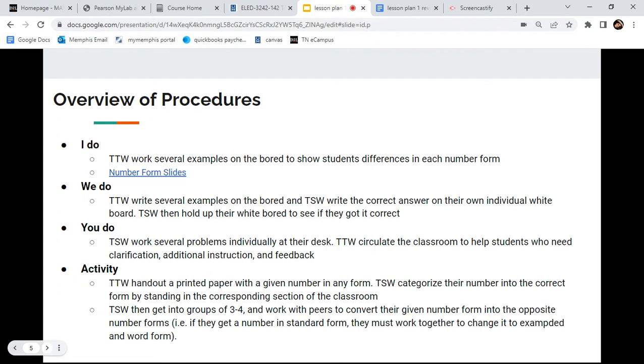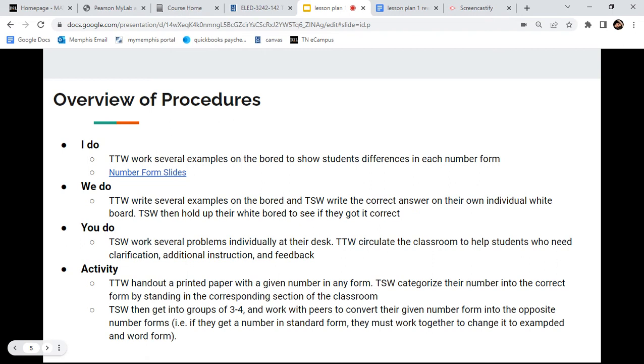The activity that we do after this is the teacher will hand out a printed piece of paper with any given number form on it to each student, and the students will categorize their number into the correct form by standing in the corresponding section of the classroom. So, for instance, go to the front of the room if your number is in standard form, go to the back of the room if your number is in word form, and go stand by the teacher desk if it's in expanded form.